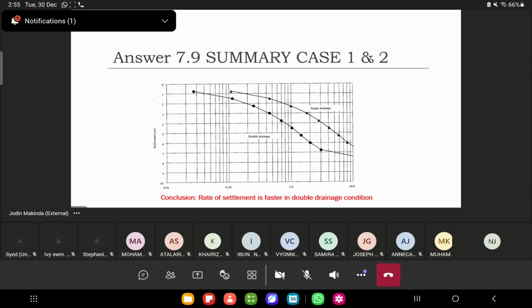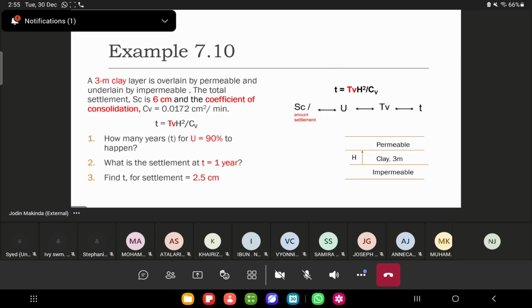Okay, so here is another example. Look at the diagram. There is a clay layer, right? The clay layer thickness is 3 meters.